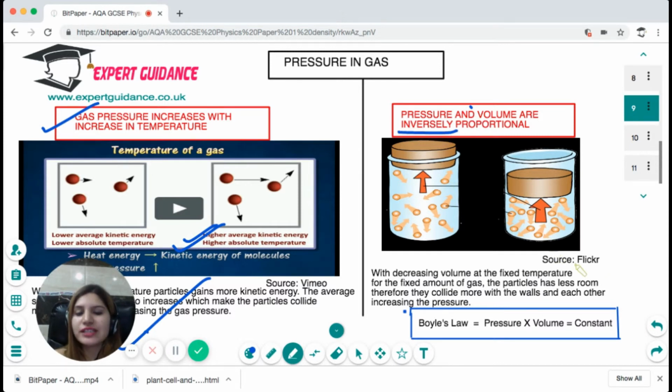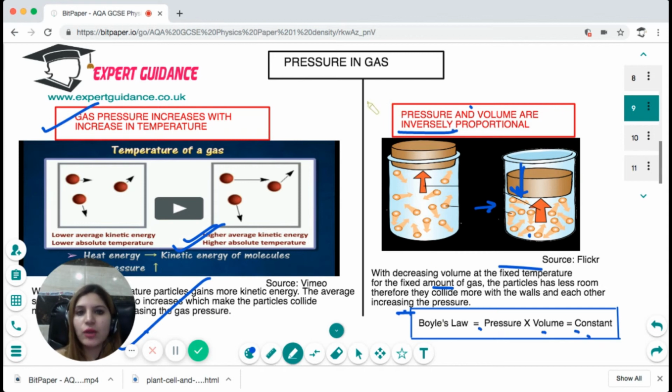And on the other hand, pressure and volume are inversely proportional. If you decrease the volume, the pressure increases. So you can see in this figure, we have decreased the volume. Now, when we have decreased the volume, what happens? With decreasing volume, remember the temperature has to be fixed and the amount of gas should be fixed. This is a condition. The particles have less room. Therefore, they collide more, they bump with the walls more, they bump with the particles more, increasing the gas pressure. So Boyle's law says that pressure times volume is constant.